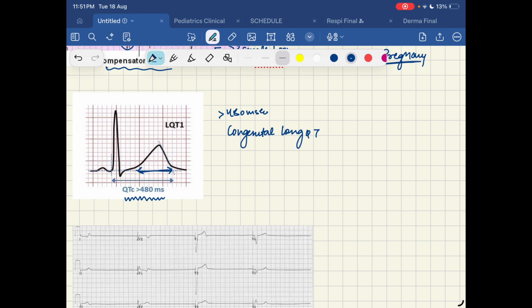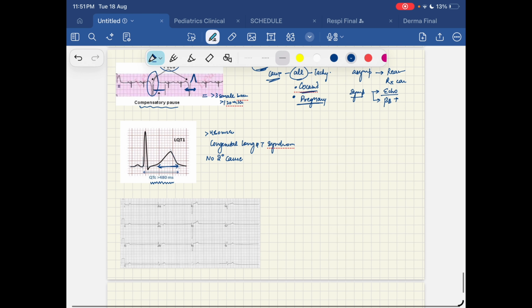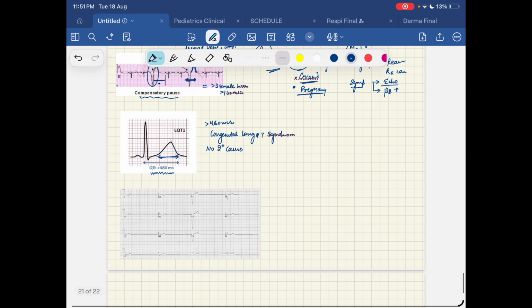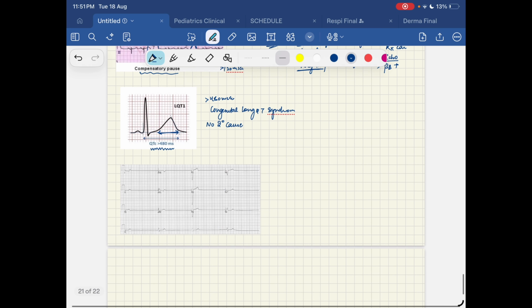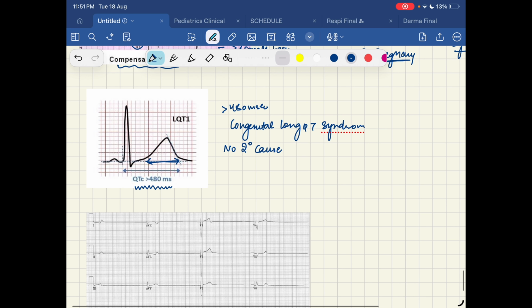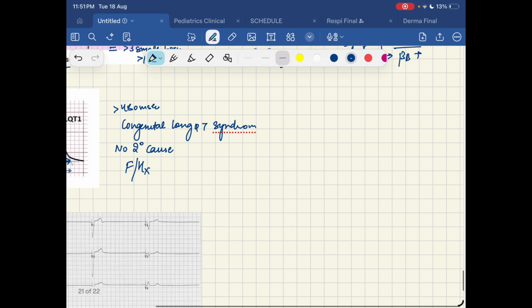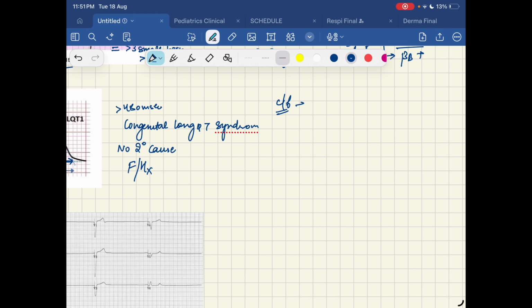So what happens is that you find out all the causes and you find nothing. So there is no secondary cause to this long QT, because we have already seen that there are some drugs which can prolong the QT, which are given by the mnemonic A, B, C, D, E, F. But in this case, there is no secondary cause, but there is a family history. You ask the patient, does your mother or father have such kind of heart disease, and then you do their ECG, they might also have a long QT. So how can a patient present? A patient can present with syncope.